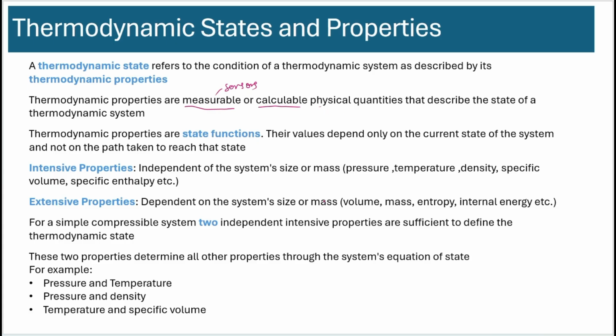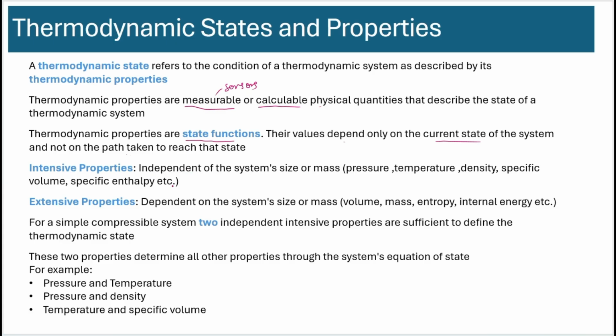So there are two types in that sense. They're also called state functions because they're only dependent on the state. The values only depend on the current state of the system, and not on the path taken. And I will explain this in the next slide. There are two different types of properties.